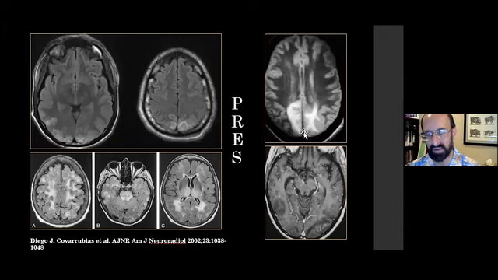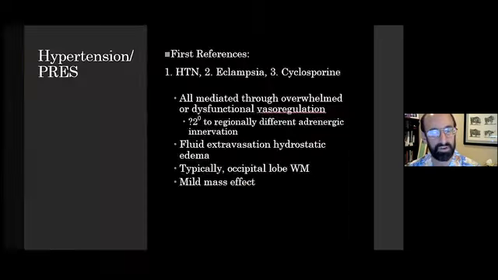Then the third case where you see the abnormal signal in the parietal lobe going out to the peripheral white matter, but not affecting the gray matter. And there is a little bit of contrast enhancement, which is atypical for PRES. Usually only 10% of cases show enhancement and only 10% show hemorrhage.